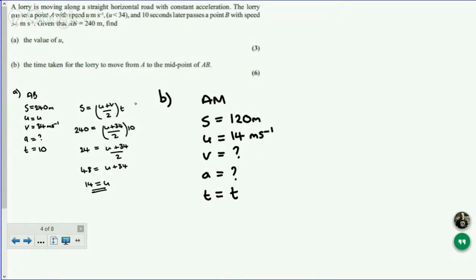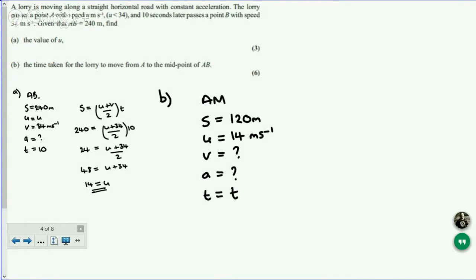Don't fall into the trap of thinking that the time taken will be 5 seconds to get to the midpoint. Because it's accelerating, it will do the second half of AB quicker than the first half. So the problem we've got is we don't have enough information. We need to have either V or A.